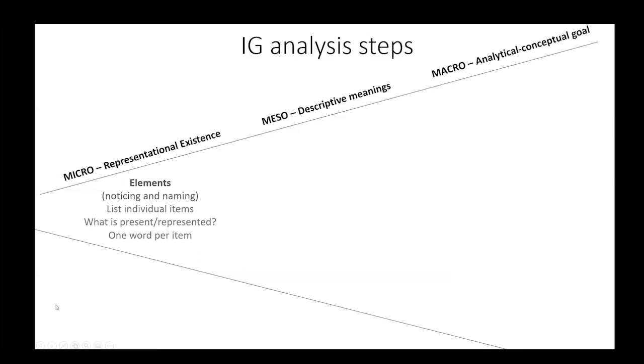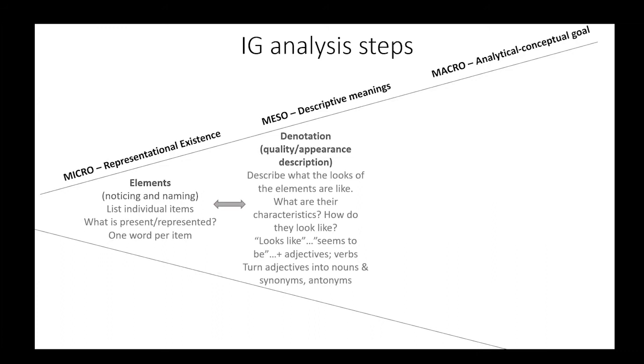Is that okay? Yes. So the steps that I did in the analysis: I first focused on micro representational existence in the image, and then moved to more meso and macro meaning. So the micro is really focusing on elements, noticing, naming, listing individual items, what is presented or represented. So one word per item, so to speak.